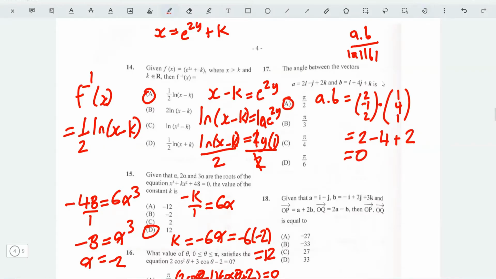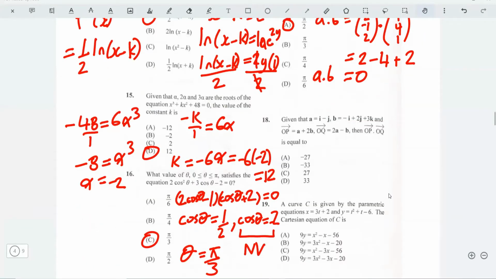Whenever the dot product is 0, the angle is clearly 90, because it doesn't matter what the length of A and B is. Once you get 0, 0 over whatever it is, it's still 0, whether 20, 30, 40, it's still 0. And if the cos of theta is 0, cos inverse of 0 is 90. So the angle is pi by 2.